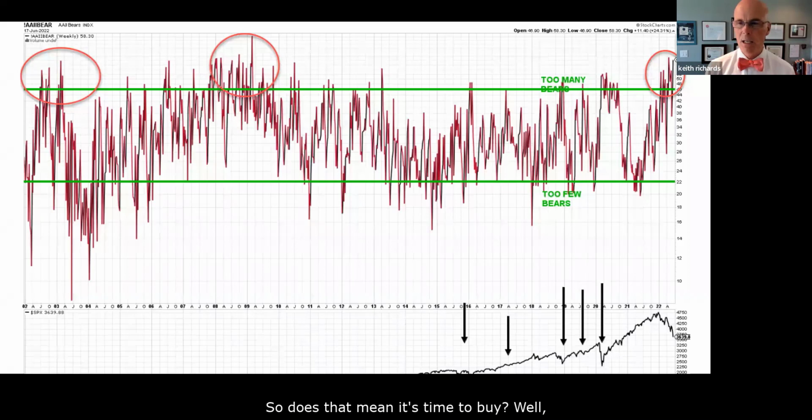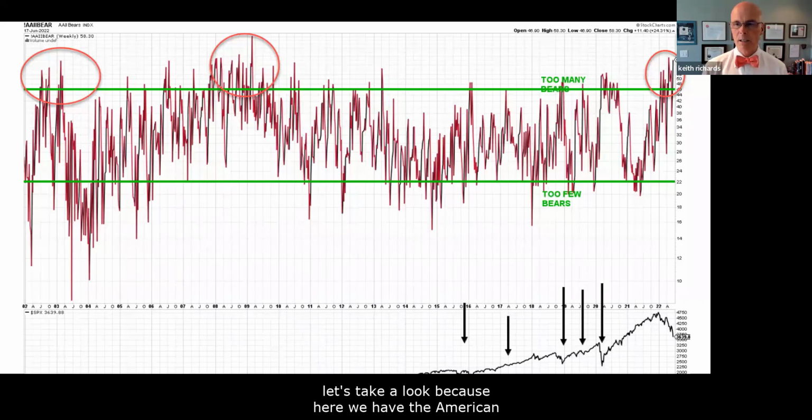So does that mean it's time to buy? Well, let's take a look, because here we have the American Association of Individual Investors. And you'll have to pardon, I left my windows open because it's a nice day and I wanted the breeze, but you may hear the odd truck go by.